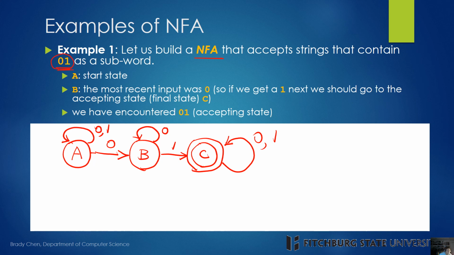So what about if the current state is A, but there's no input? Then we don't have to define the destination. That means it leads to nowhere. If it leads to nowhere, we don't have to include this in the machine.